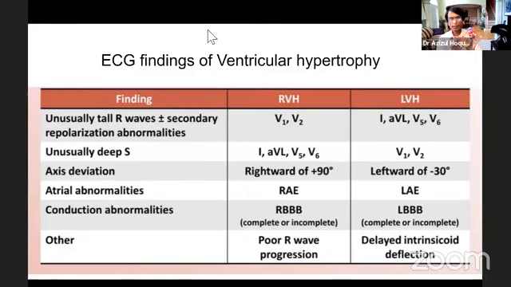So if you think in a three-dimensional way and keep that in mind, then you don't have to memorize the causes. This is clinically very important. When you see the ECG, also put in your mind what the potential causes could be. So, thank you.